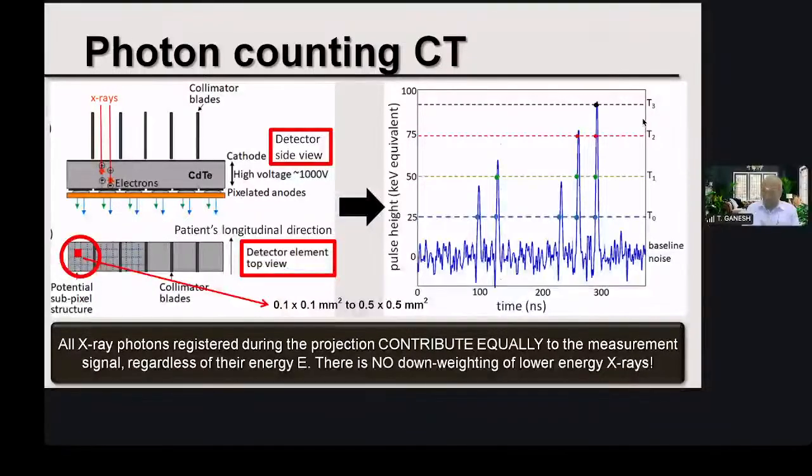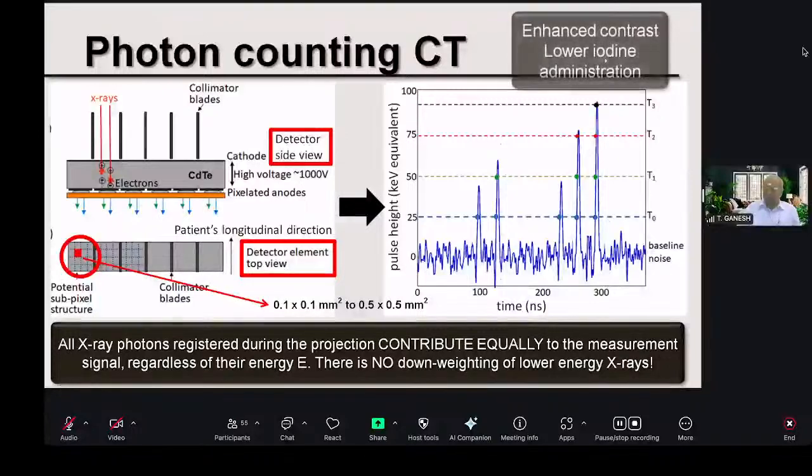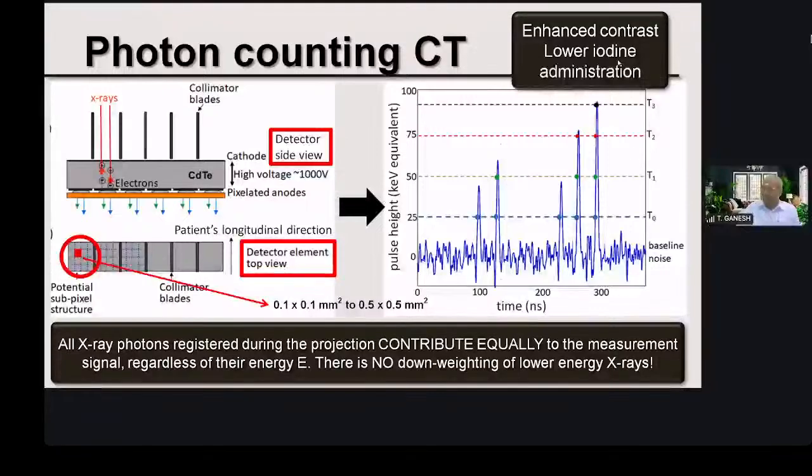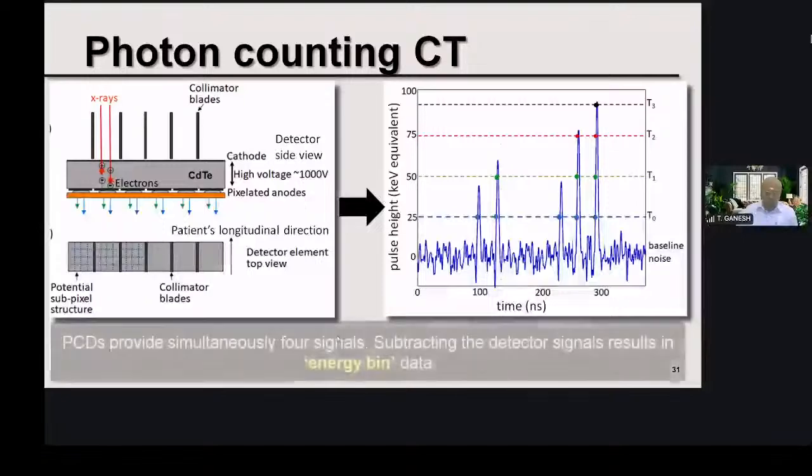But here, there is no such energy bias. All photons contribute equally to the measurement signal, regardless of their energy. There is no downweighting of lower energy X-rays. So that means there is enhanced contrast, and we don't have to administer iodine much more. We can reduce the iodine administration. You remember, iodine many times is not suitable for patients, and in a way it is toxic also. So this is how it works.